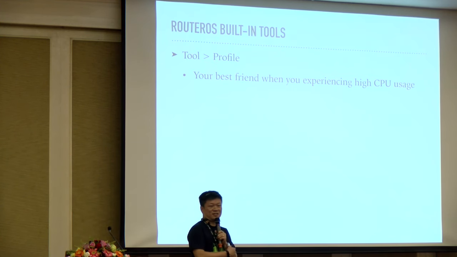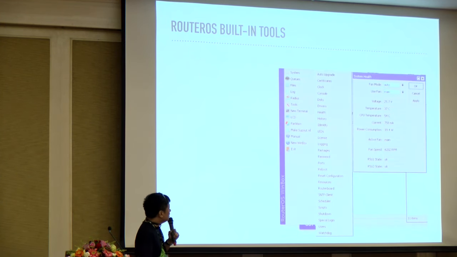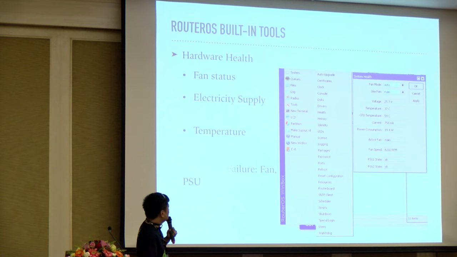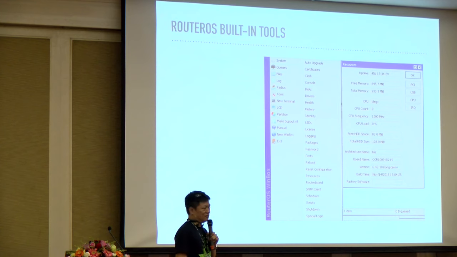Profile? Anybody use this? You use this? Okay, good. So when you see the CPU over here, you can see, oh, this is a CCR1009. It has 9 cores. But the CPU is running 100%.